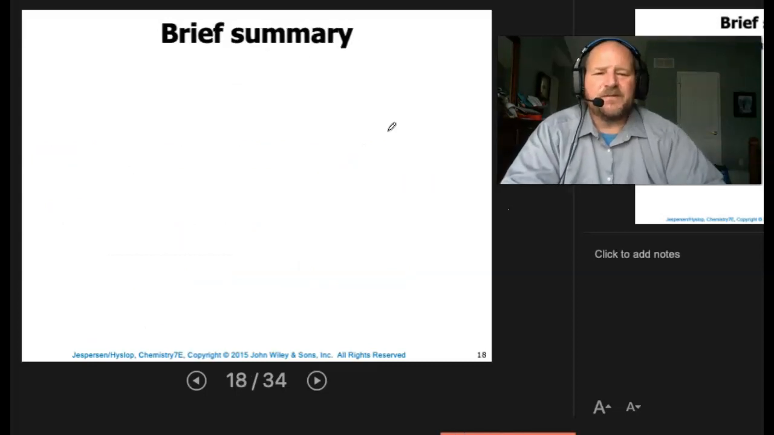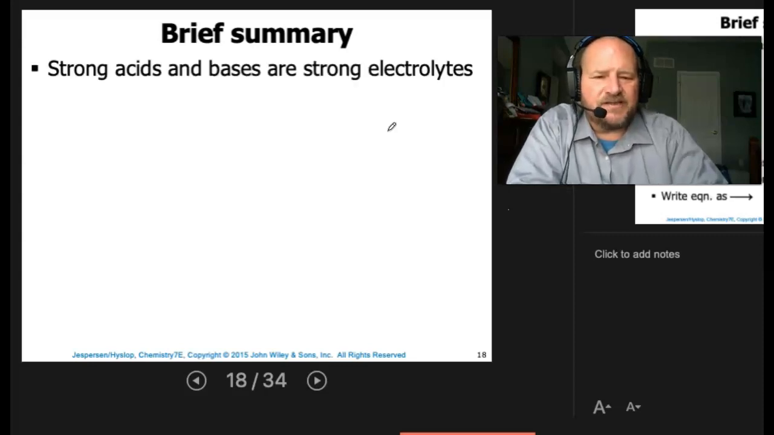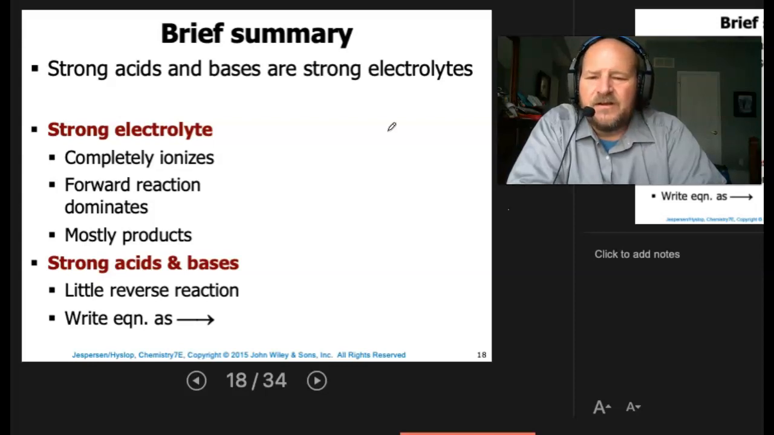All right, so brief summary then. Strong acids and bases are strong electrolytes. So strong electrolytes, that means we're going to completely ionize. So the forward reaction is going to dominate. There's not going to be any reverse reaction, which means it's mostly products. Concentrations will be easy to calculate. Again, little reverse reaction, and we'll write those equations with a single-headed arrow.